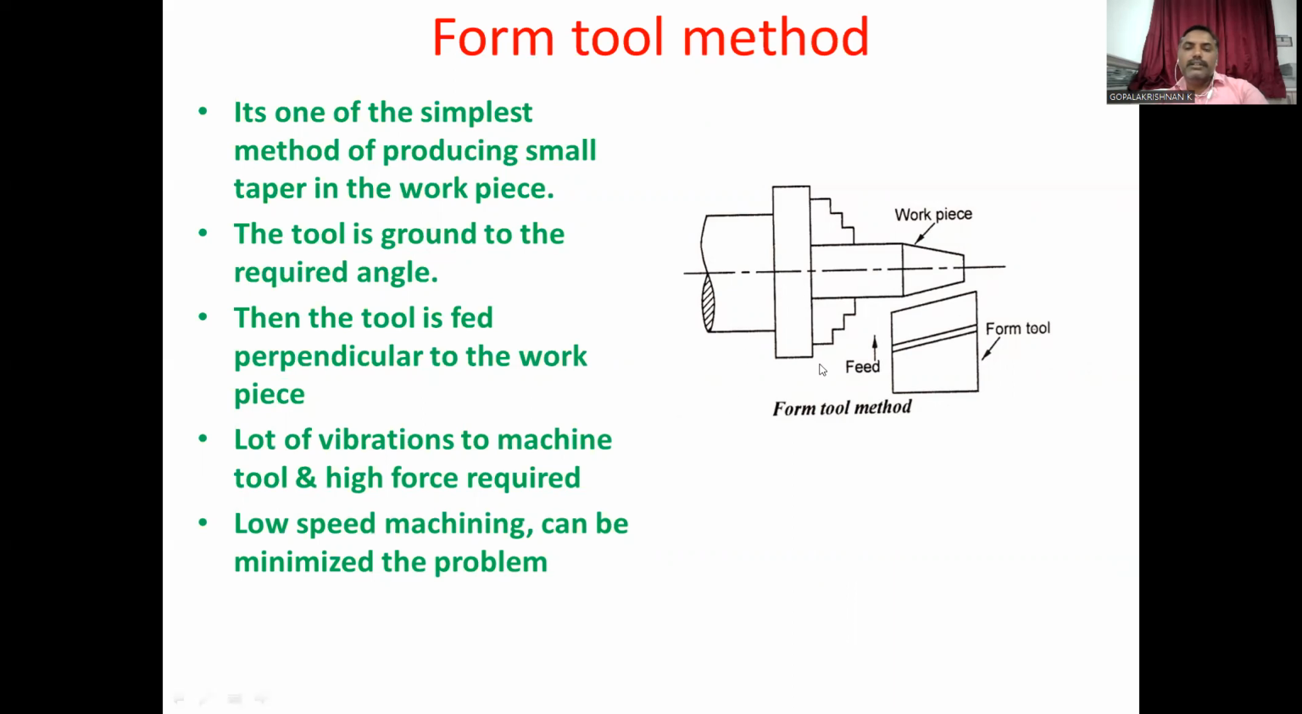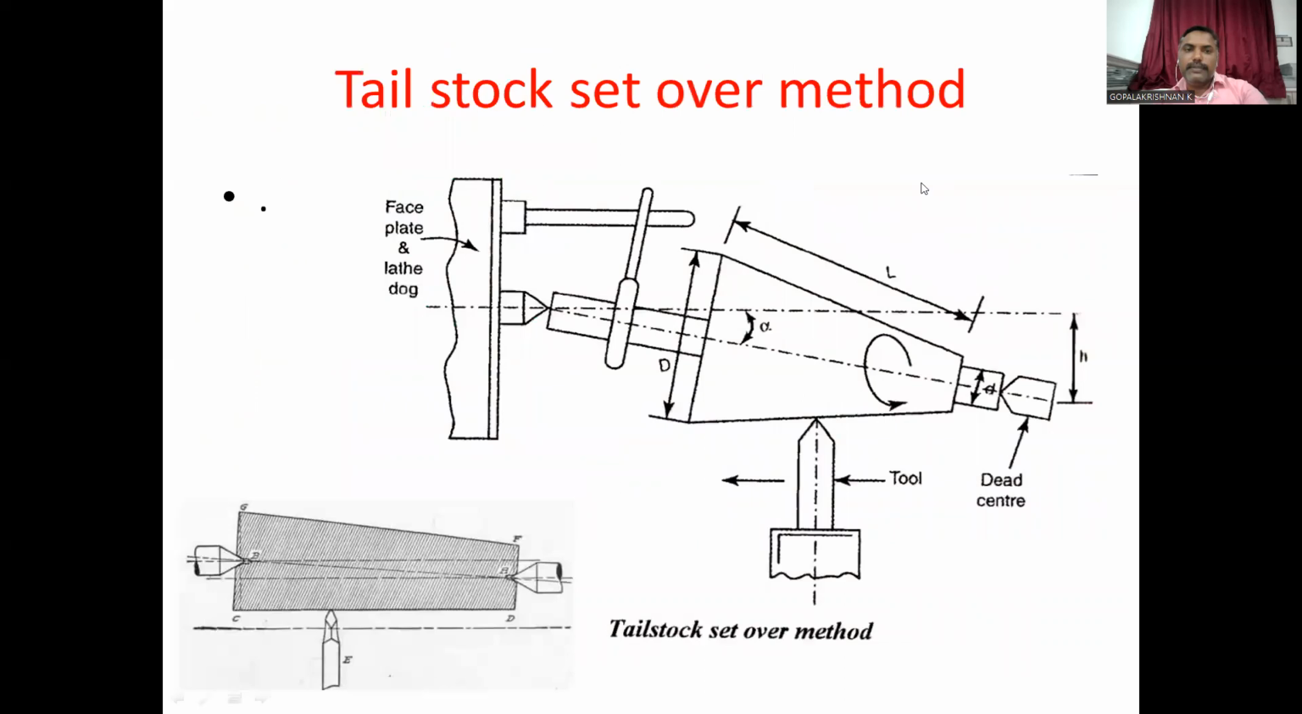Here are the images for the form tool method. Here the form tool is attached in this process. This is the image for the tailstock set over method.